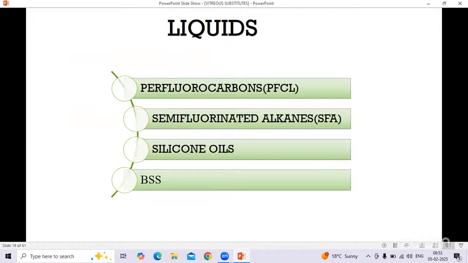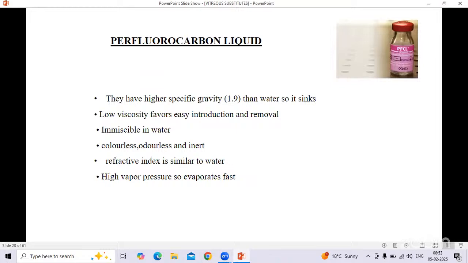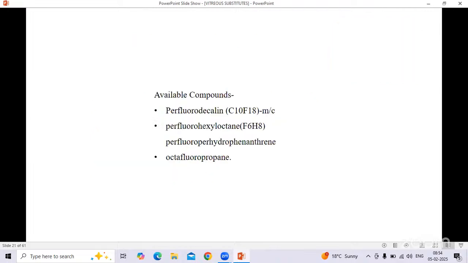We'll go to liquids. In liquids, we have perfluorocarbons, semi-fluorinated alkanes, silicone oils, and balanced salt solution. Perfluorocarbon liquids have a higher specific gravity than water, so they sink. Low viscosity, which favors easy introduction and removal. It is not miscible in water. It's colorless, odorless, and inert. The refractive index is similar to water, and they have vapor pressure, so they evaporate fast.